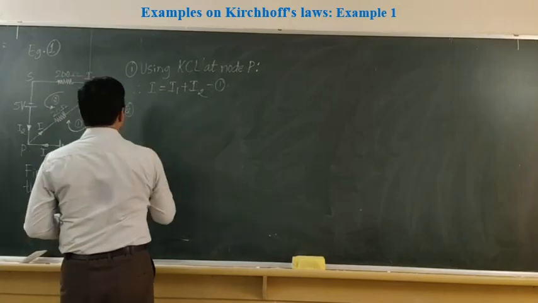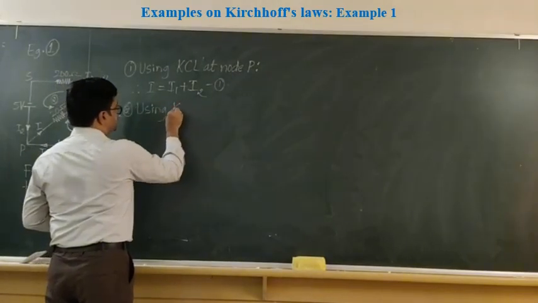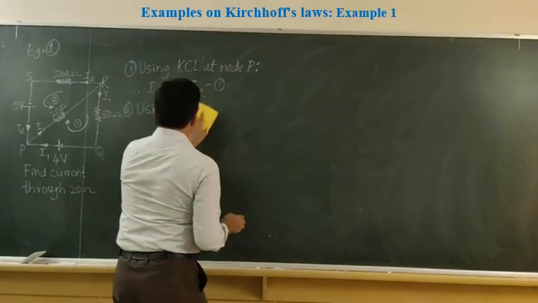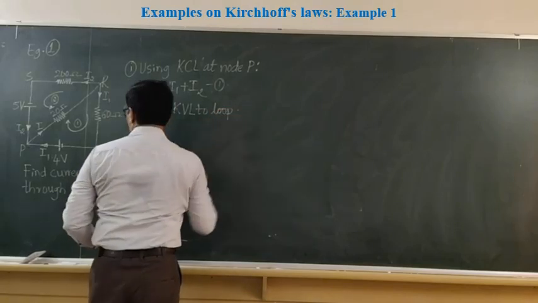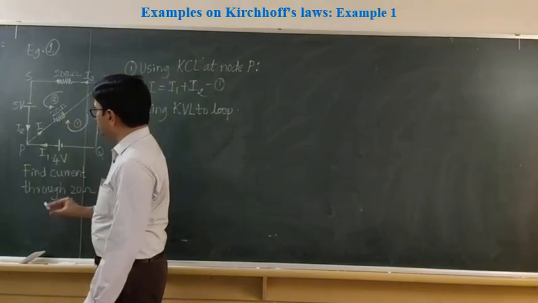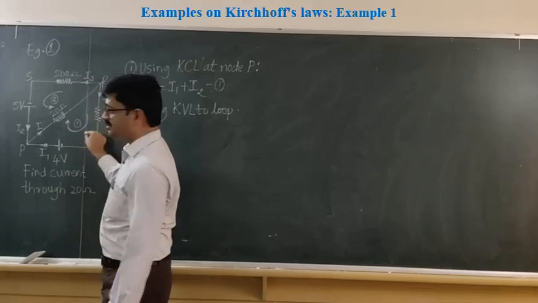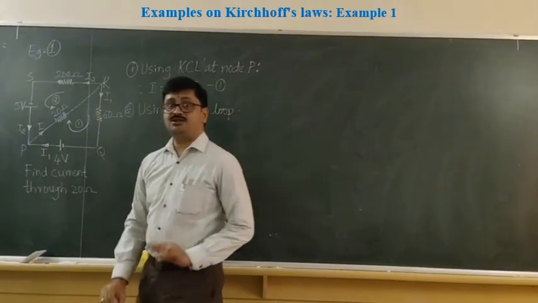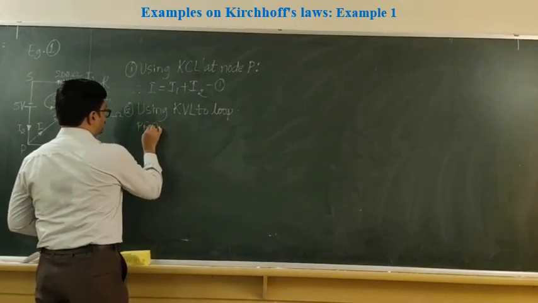Secondly, I will apply KVL now, using Kirchhoff's voltage law, that is KVL, to a loop. I will choose the loop now. The loop that I have chosen is PRQP. As you can notice, the direction of the loop is like this, clockwise. Okay. So PRQP is the loop. So using KVL to loop PRQP.